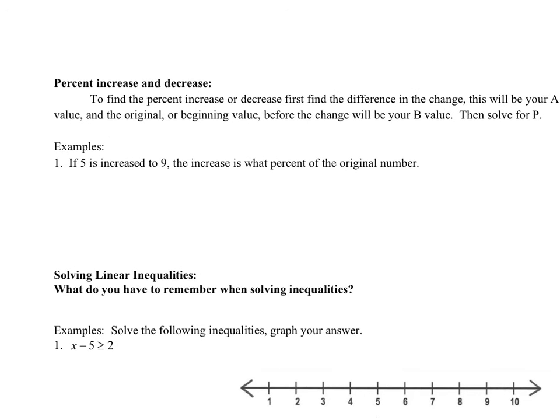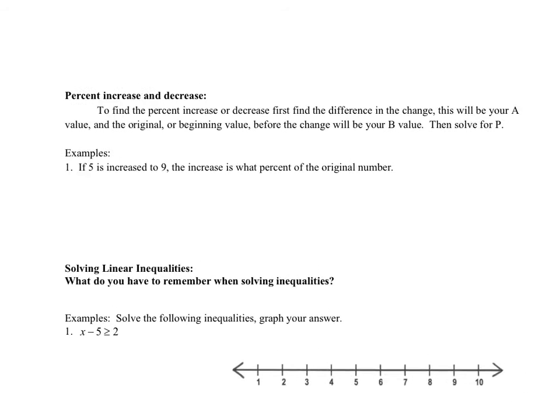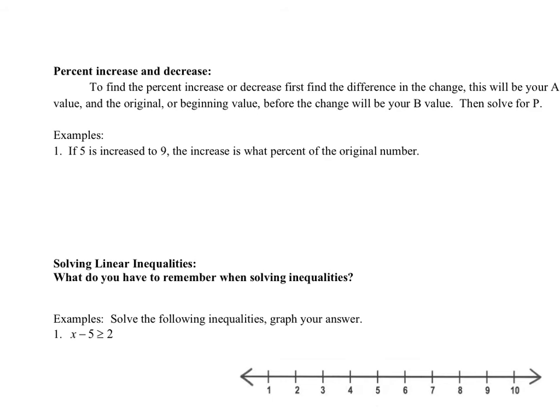Percent increase and percent decrease. To find the percent increase or decrease, first find the difference in the change. This will be your A value. Okay, if 5 is increased to 9, so my A is going to be 9 minus 5, or 4. So it's an increase of 4.